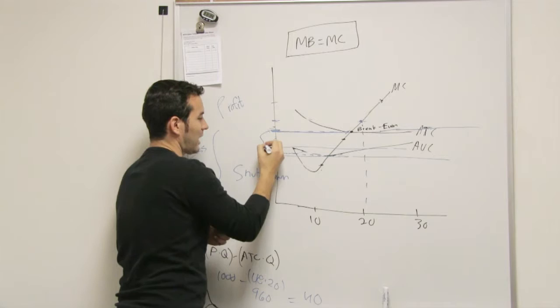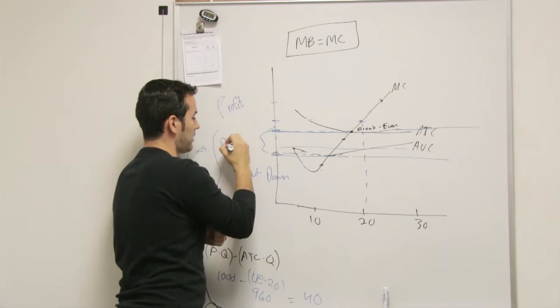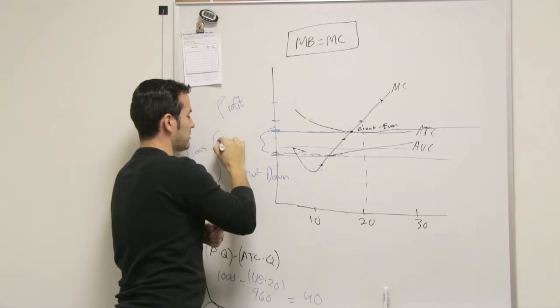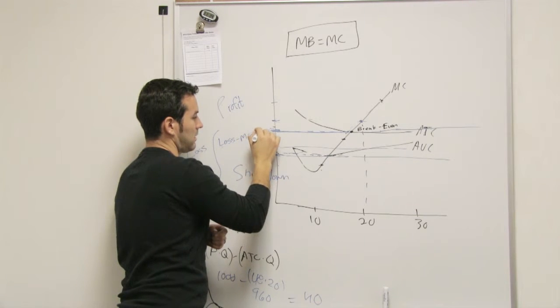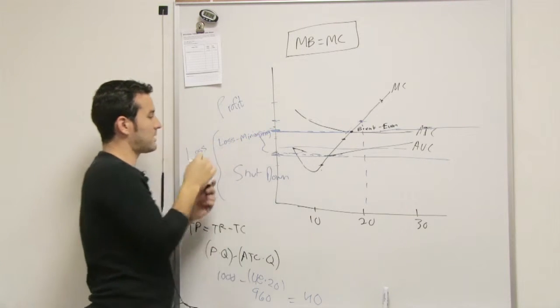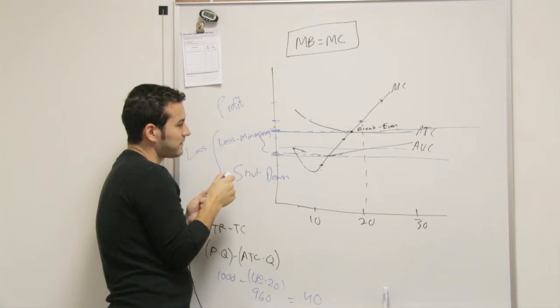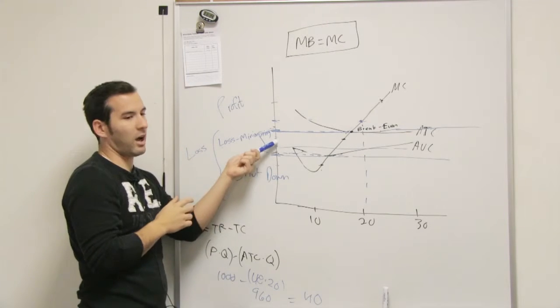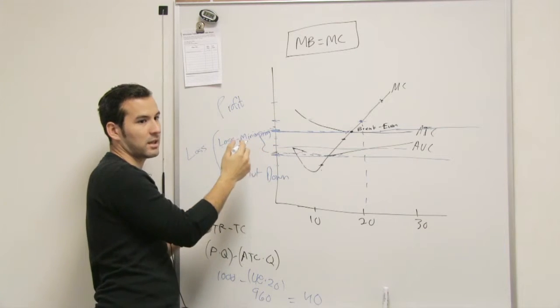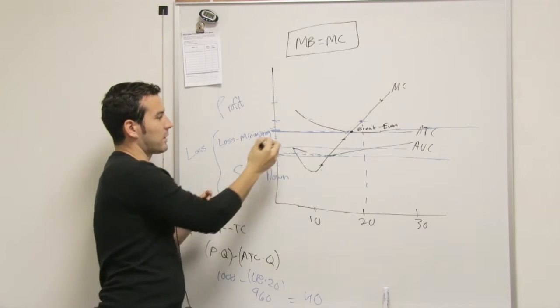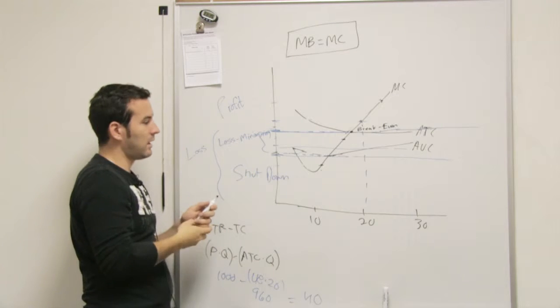Right, so in this area, it ends up being loss minimizing. So what's the difference between loss minimizing and profit maximizing? Loss minimizing is like in this area, I'm still making a loss, but the higher the price here, the less loss I'm making. Okay, right, and the closer I'm getting to 0, right?